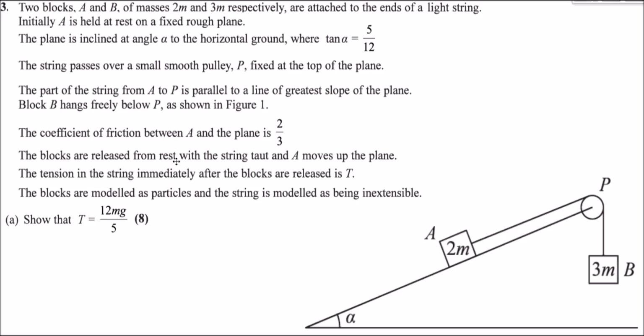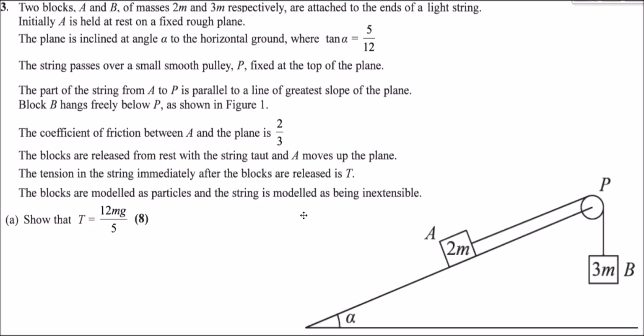The blocks are released from rest with string taut, and block A moves up the plane. The tension of the string immediately after the blocks are released is capital T, and the blocks are modelled as particles, and the string is modelled as being inextensible.